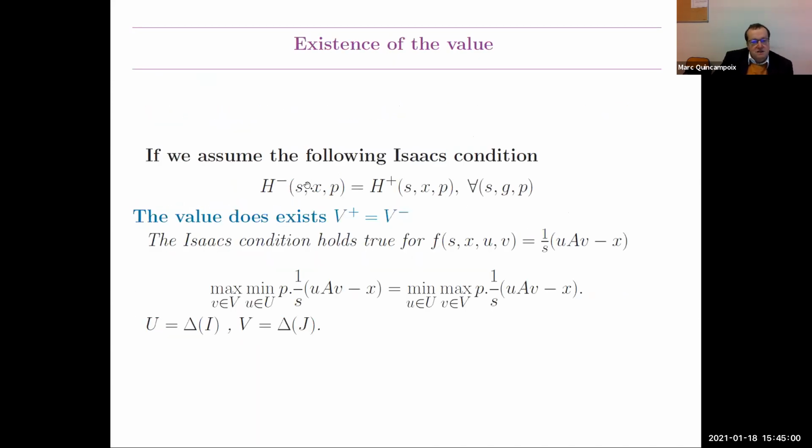This is exactly this. When the value does exist, V plus equals V minus, because they are the unique solution of the same Hamilton-Jacobi equation. Okay? So this is how in differential games we prove the existence of the value. And again, I insist that the assumptions are fulfilled for this simple bilinear game, which will be suitable to treat approachability. Okay.